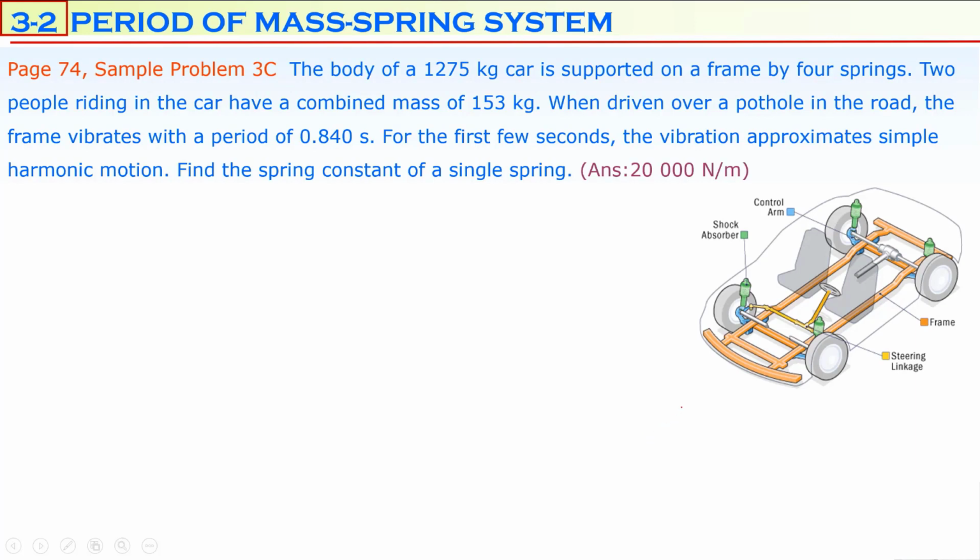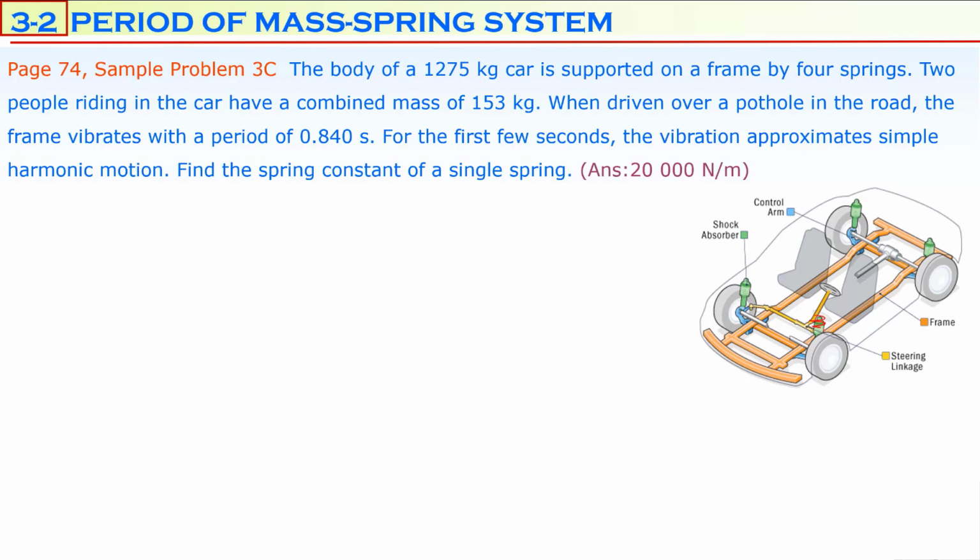And the next problem: a 1,275 kilogram car is supported on a frame by 4 springs. Two people riding in the car have a combined mass of 153 kilograms. When driven over a pothole in the road, the frame vibrates with a period of 0.84 seconds. For the first few seconds, the vibration approximates simple harmonic motion. Find the spring constant of a single spring.